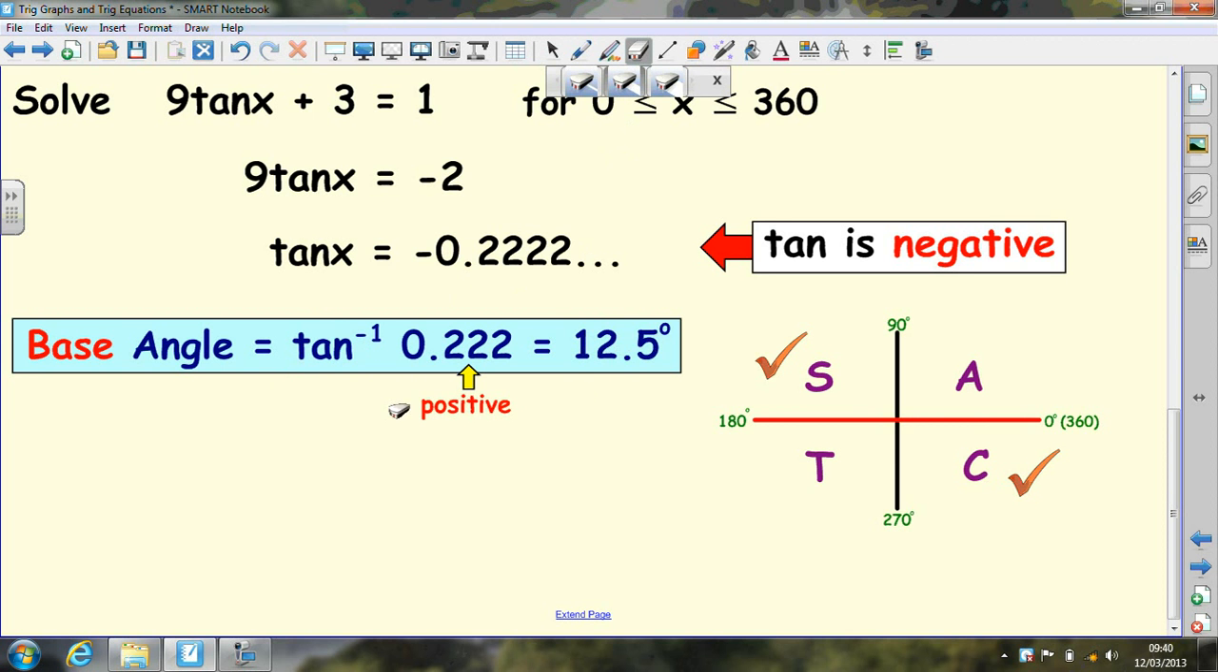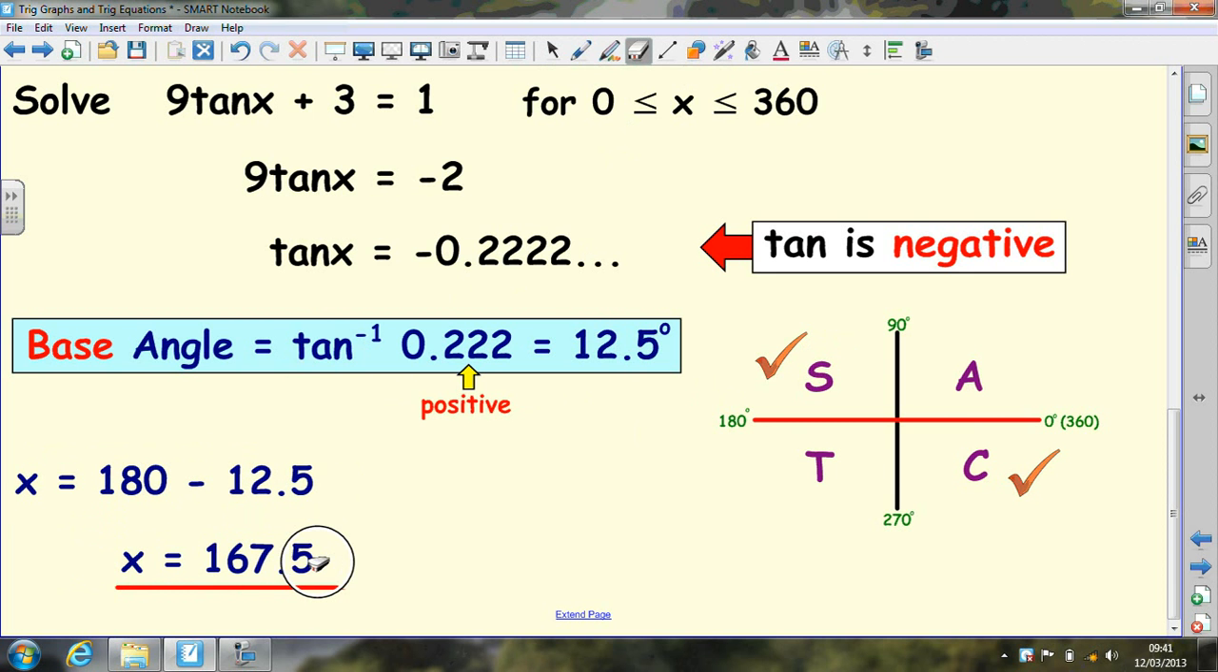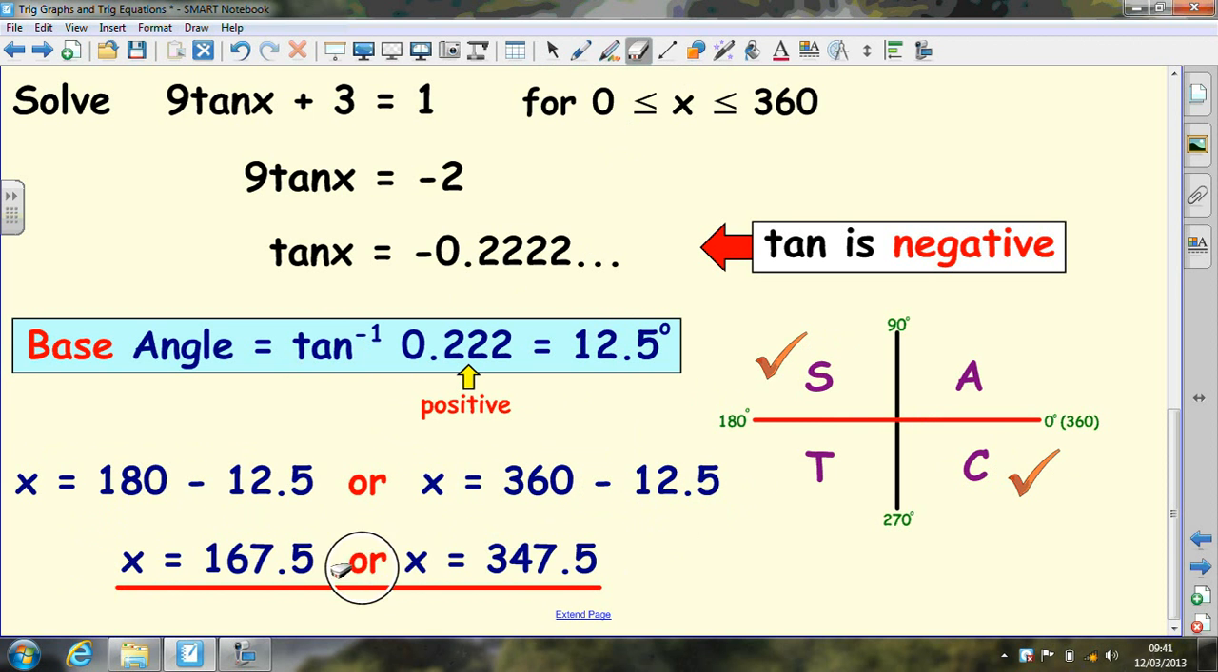Okay, to get our first solution, which is in the second quadrant this time, we take the base angle away from 180. So 180 subtract 12.5, and that gives us 167.5. And to get into the last quadrant again, you go backwards from 360. So that would be 360 take away 12.5, which gives us 347.5.